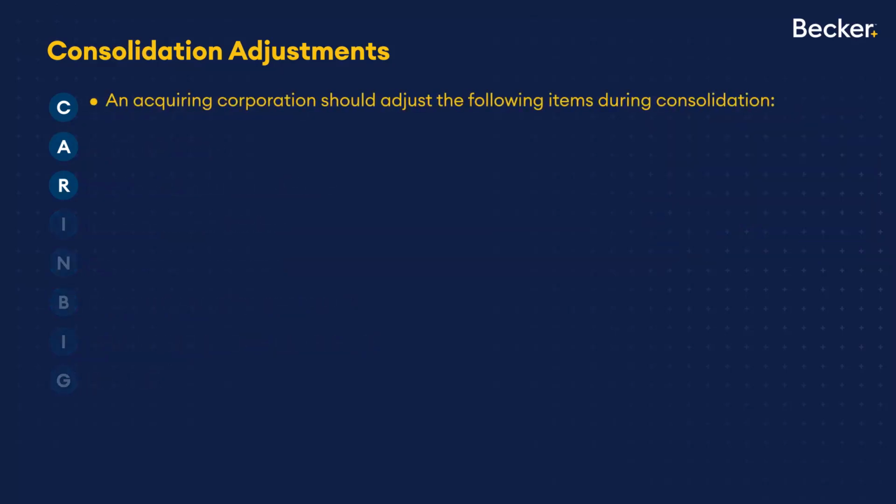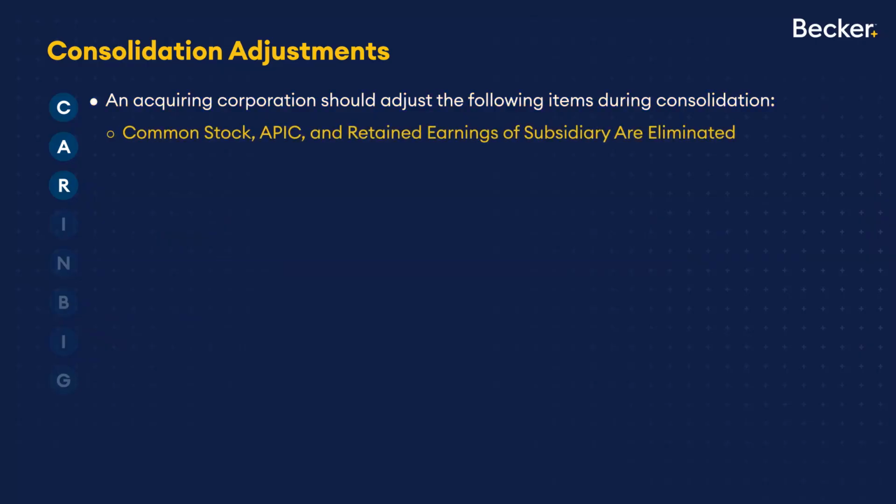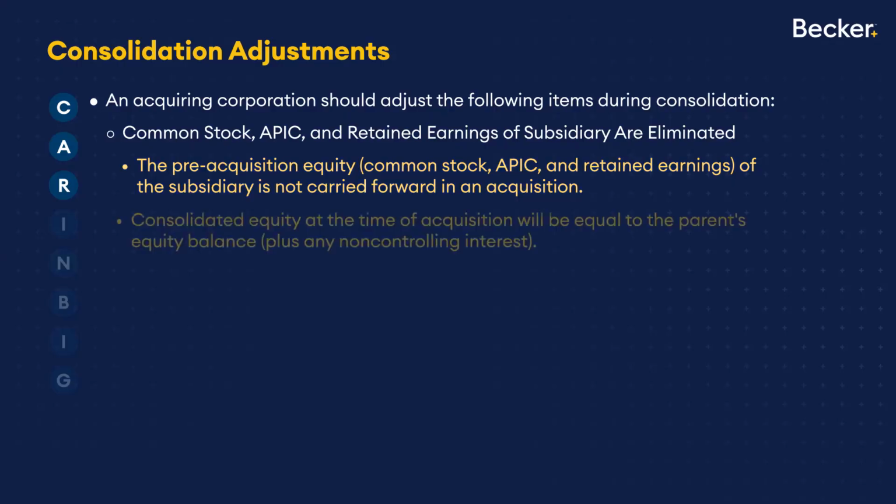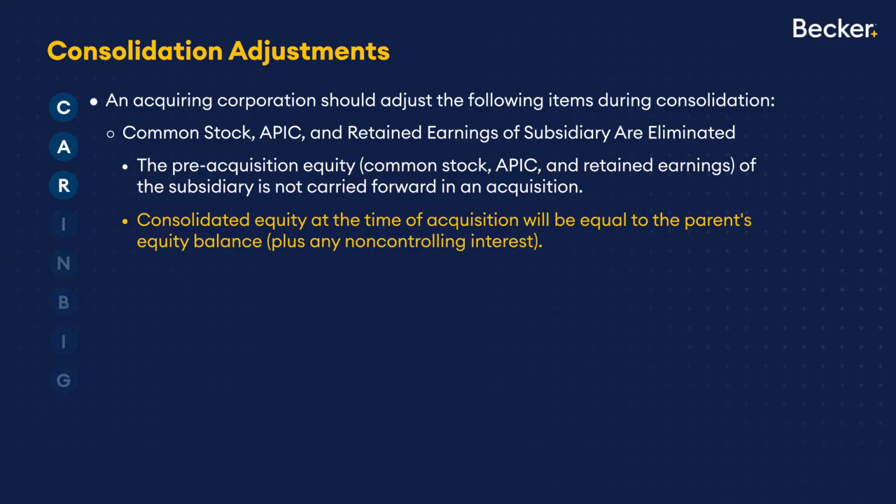So let's backtrack and start with the first three letters. That's the CAR: C for common stock, A for additional paid-in capital, R for retained earnings. The full balance of those accounts is eliminated. That pre-acquisition equity is therefore never carried forward. In effect, the subsidiary's life ends at the point it's acquired, because its fundamental nature has now changed. So the consolidated equity will be the same as the parent's equity balance plus any non-controlling interest.